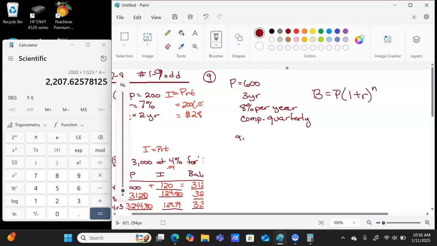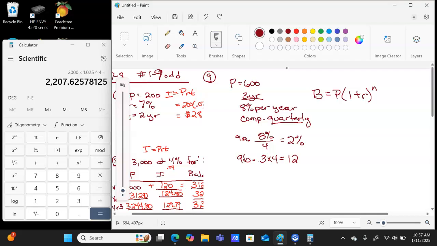So in 9A, it asks, what is the quarterly interest rate? Well, if it's 8% per year, a quarter of that, we would need to divide that by 4. So that's 2%. So that's what's going to go in right here at that R. And then 9B says, what is the number of payment periods? Well, it's quarterly per year, and it goes for 3 years. So 3 times 4 is 12, and that's going to go right there.